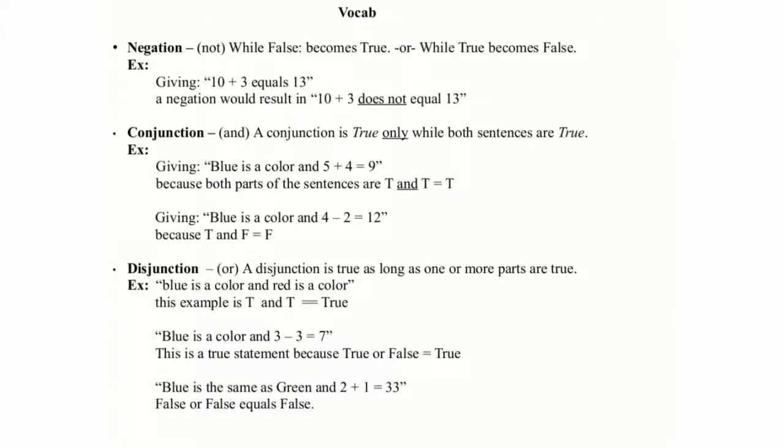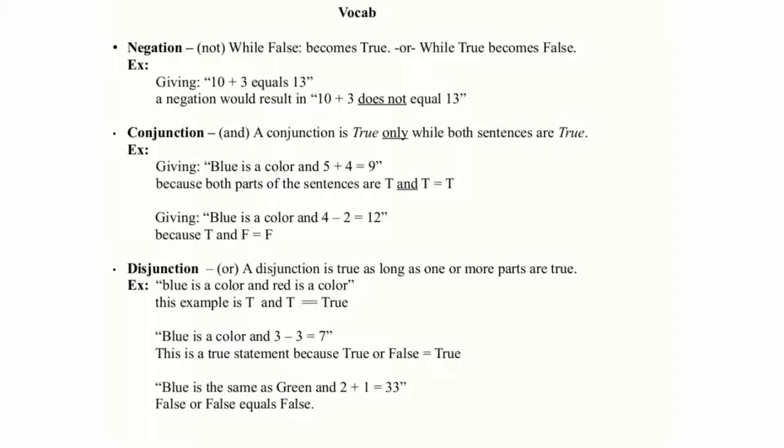So vocab that you're going to need to know. So a negation, basically it's saying while true becomes false, or while false it becomes true. You're basically just going to switch it around. So if you're given 10 plus 3 equals 13, the negation of that would simply be 10 plus 3 does not equal 13. So simple enough, you're just going to switch around how it's said.